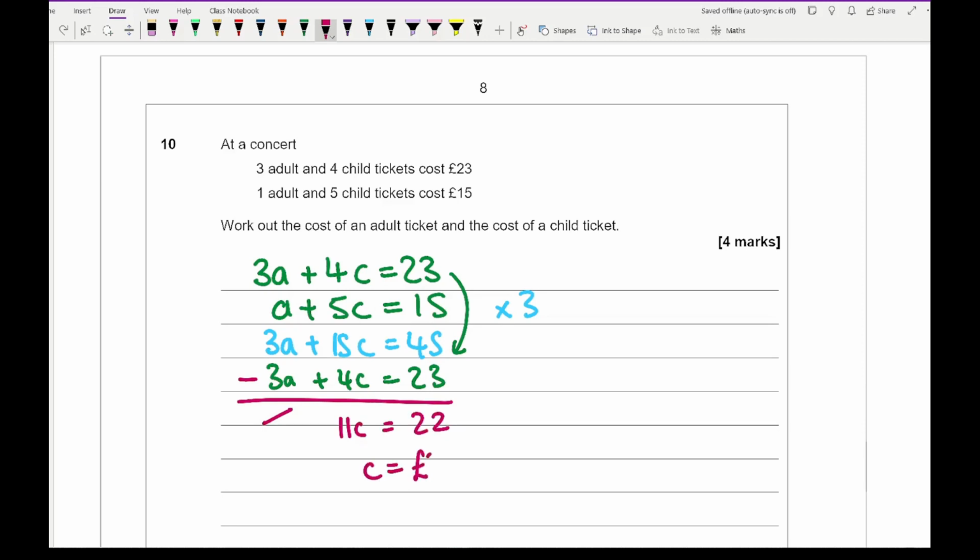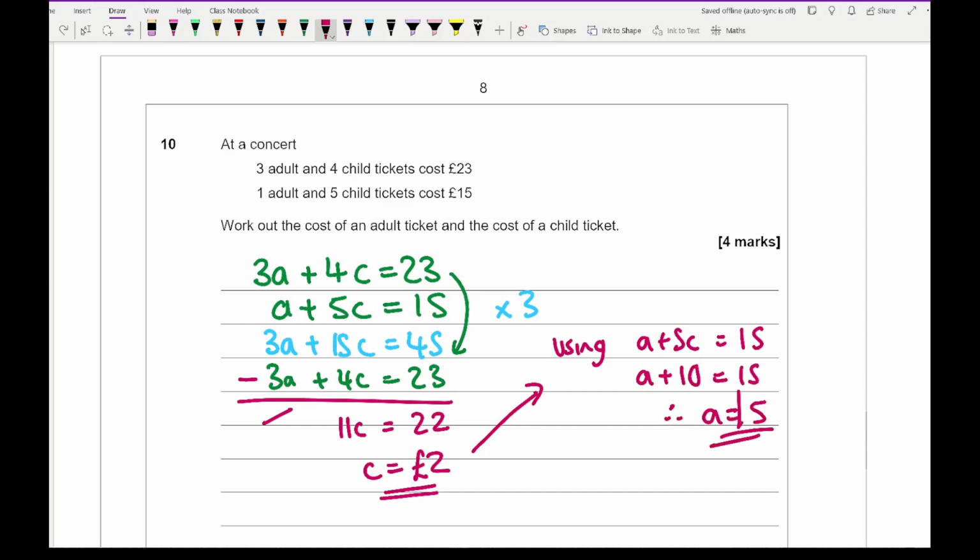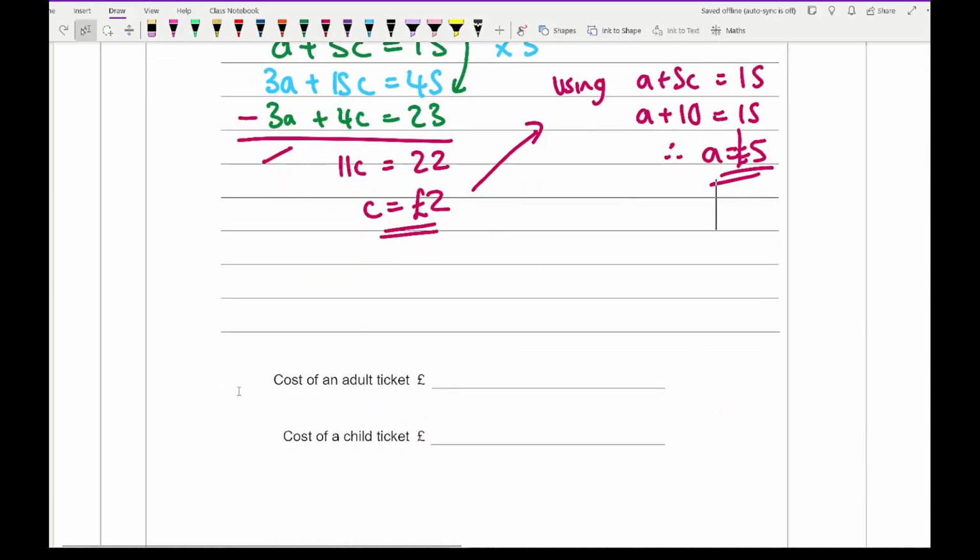So a child ticket costs £2. Then from using a plus 5c equals 15, we get a equals, well, if c equals 2, that's going to be 10, and so therefore a equals 5. And so in the answer box, the cost of an adult ticket is 5 and the cost of a child ticket is 2.